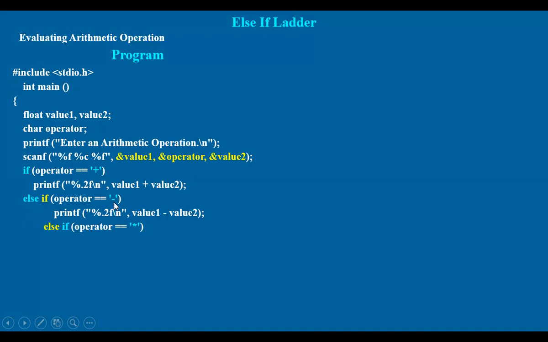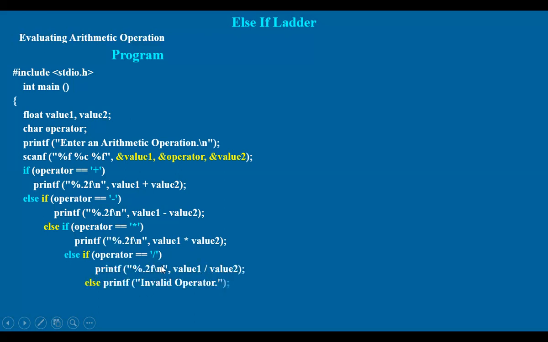Suppose it is not minus also, then it compares whether it is a multiplication or not by checking the star here in the operator. If it is true, perform multiplication. If not, perform division. So like this, suppose none of these four are given, then the default is invalid operator. It says something wrong, or invalid operator. So we have written this with the help of else if, and completed the program. Compile and execute.